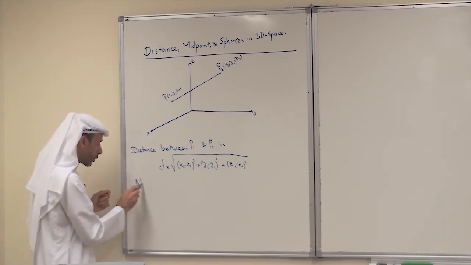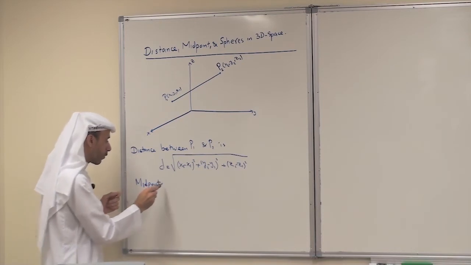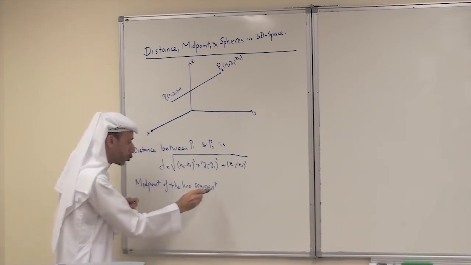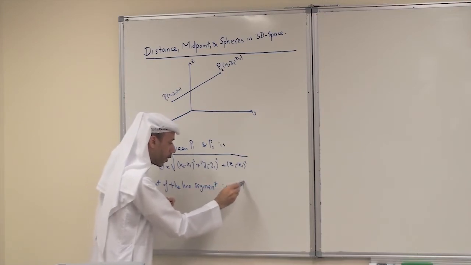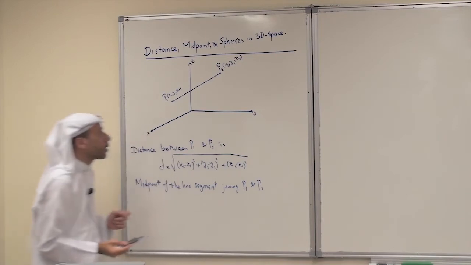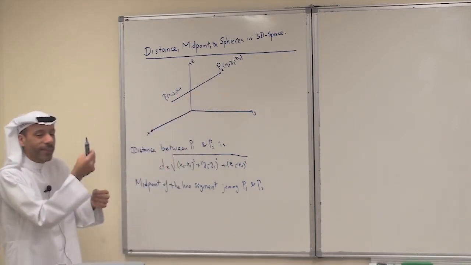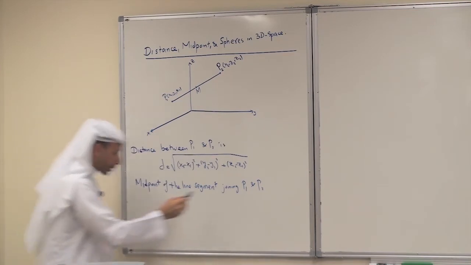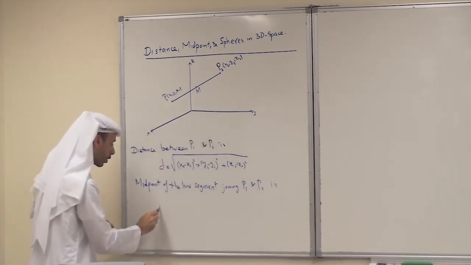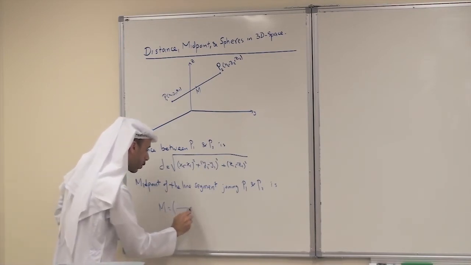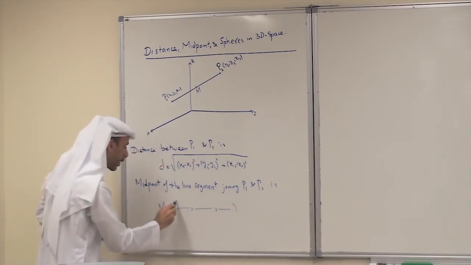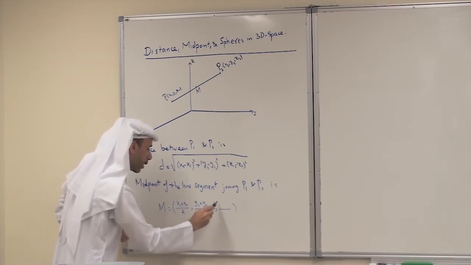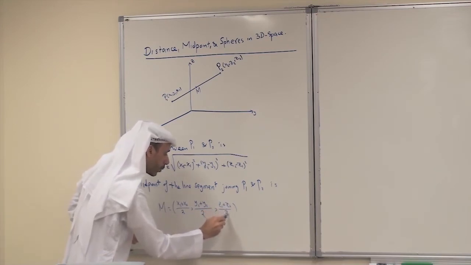For the midpoint of the line segment joining P1 and P2, we need the point in the middle, which is M, for example. The midpoint is given by this formula: M for the midpoint, we take the average of the coordinates. So this is x1 plus x2 over 2, y1 plus y2 over 2, and z1 plus z2 over 2.